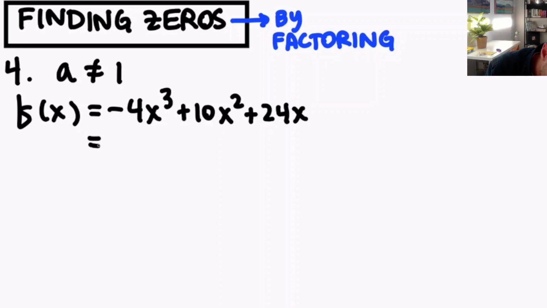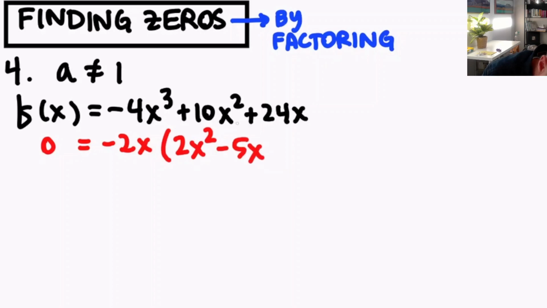I already said I don't like when my leading coefficient is negative, so I'm going to factor out a negative 4. No, I made this mistake twice in class. I cannot factor the 4 out because 4 doesn't divide 10 cleanly. I'm going to need to divide out a 2. So I'm going to factor out a negative 2 and 1 power of x. And then I'll be left with 2x squared, negative 5x, and negative 12.